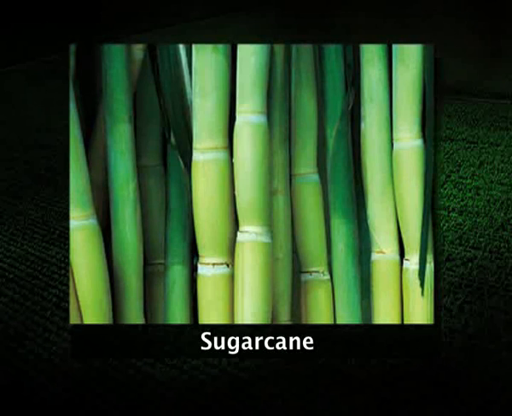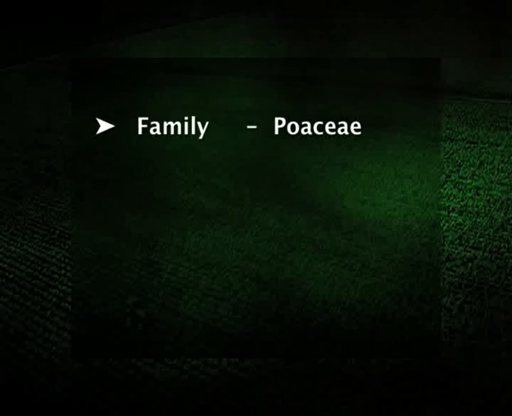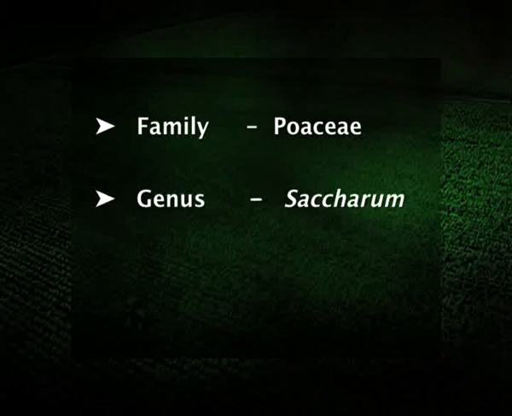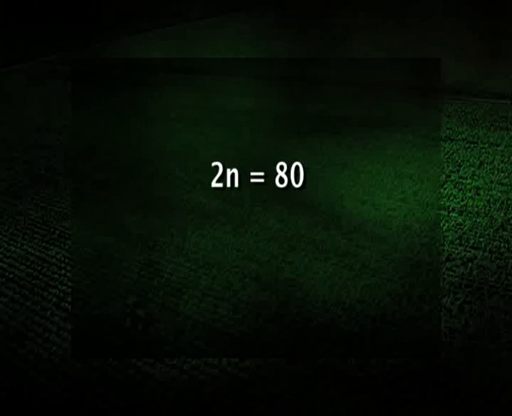Dear students, today we will discuss the botany, cultivation and economic importance of sugarcane. Sugarcane, family Poaceae, genus Saccharum, species officinarum, diploid chromosome number 2n equal to 80 and basic chromosome number x equal to 10.